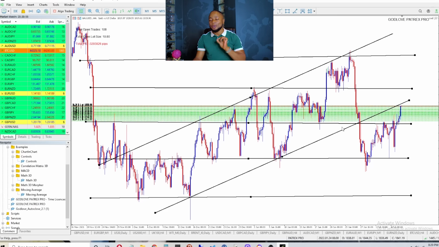So let's bring in the robot that we're going to be using to close. Let's pull in Godlove auto close. Then do you want to attach? I say yes. Good. So you're going to see it appear on the chart very soon.